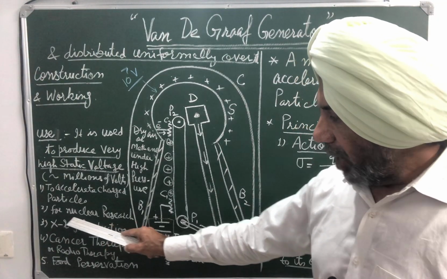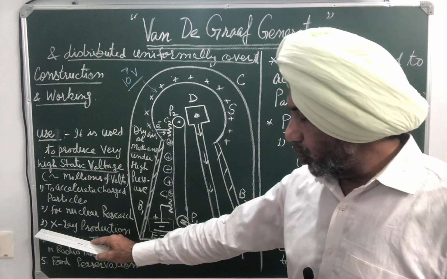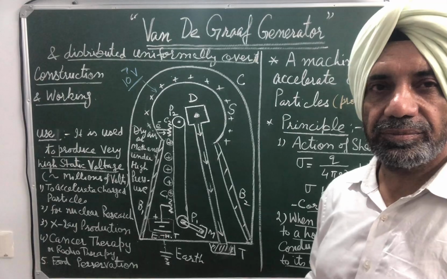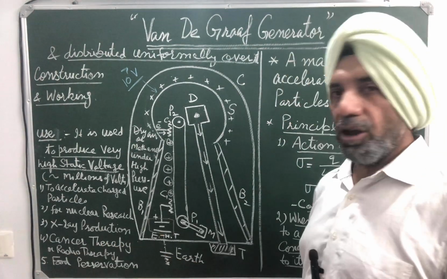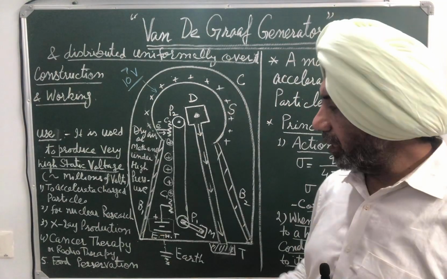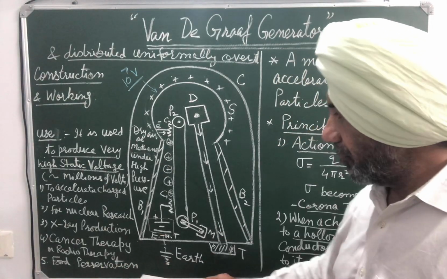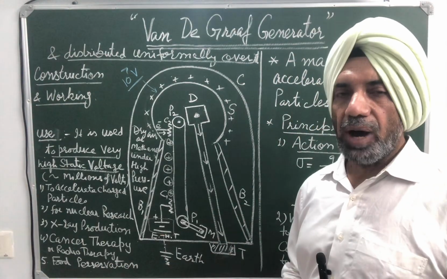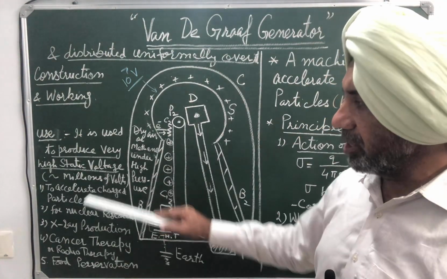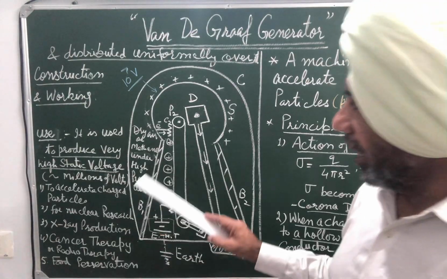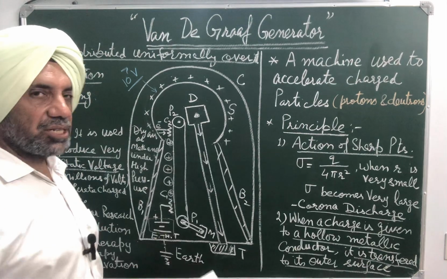Number two, for nuclear research. Number three, Van de Graaff is used for X-ray production. Number four, this Van de Graaff is used in radiotherapy or cancer therapy to treat cancer patients. And fifth, this Van de Graaff is also used for food preservation. So there are so many applications. The main thing is this Van de Graaff generator produces a very high positive static potential.